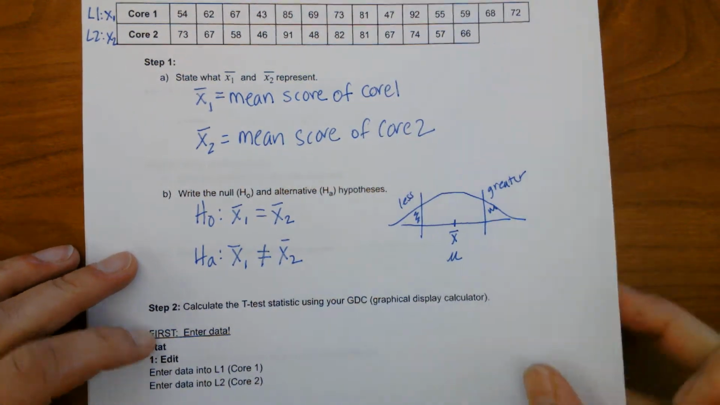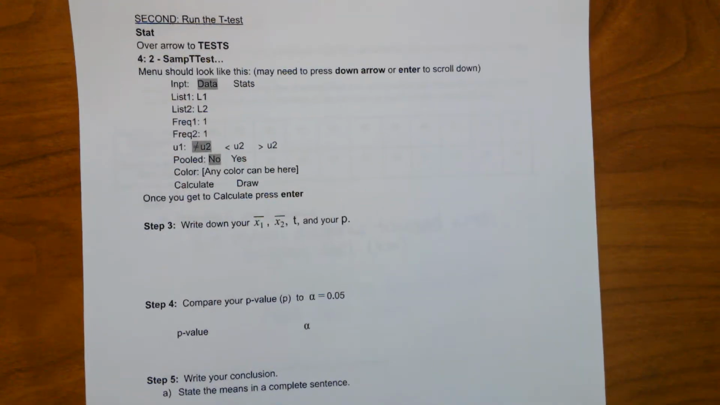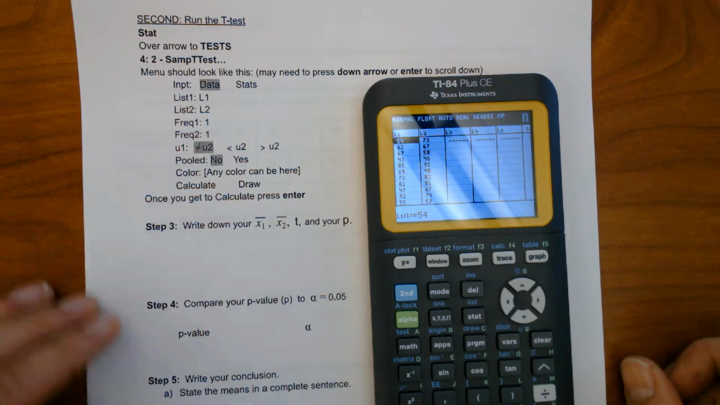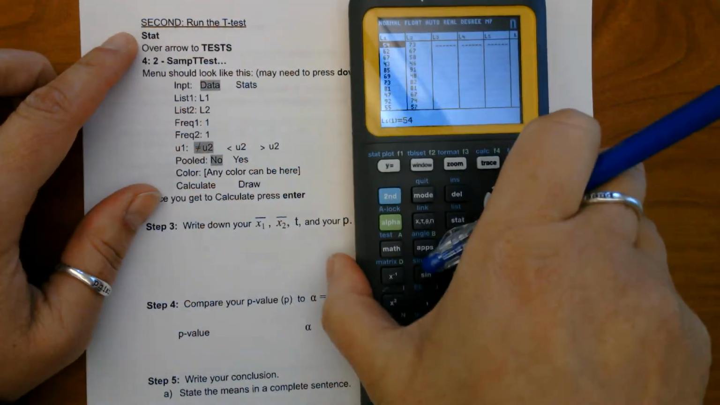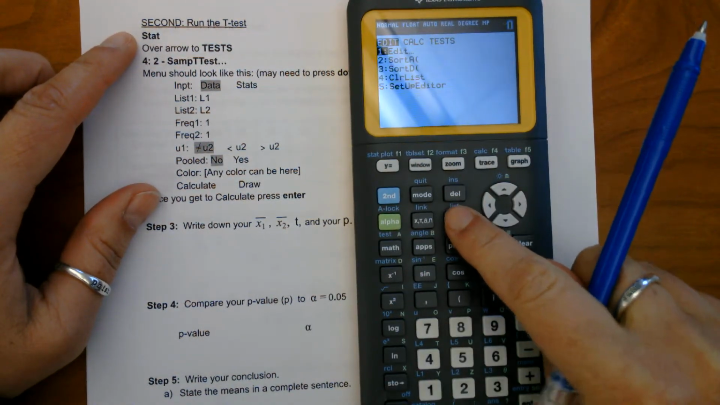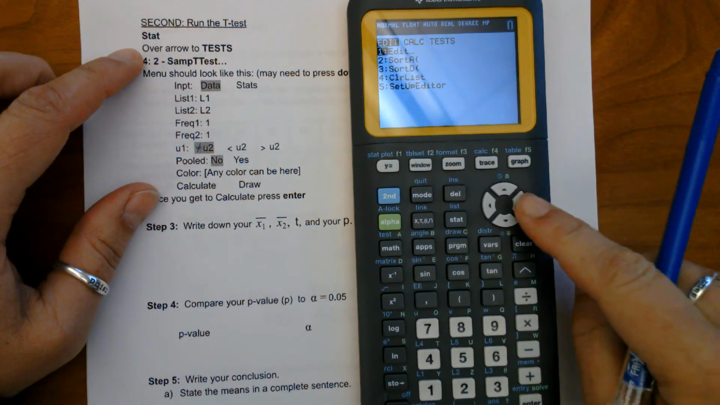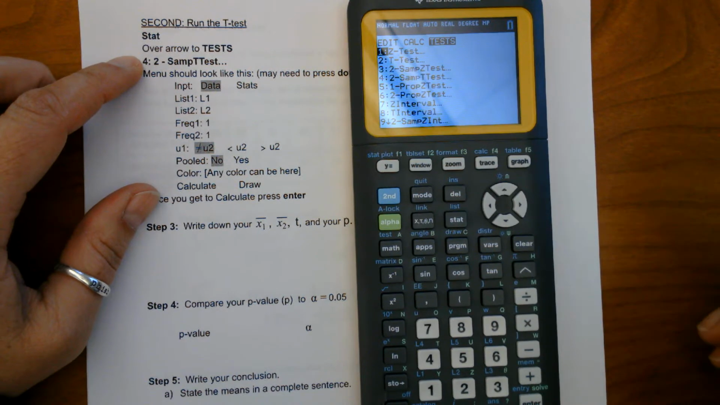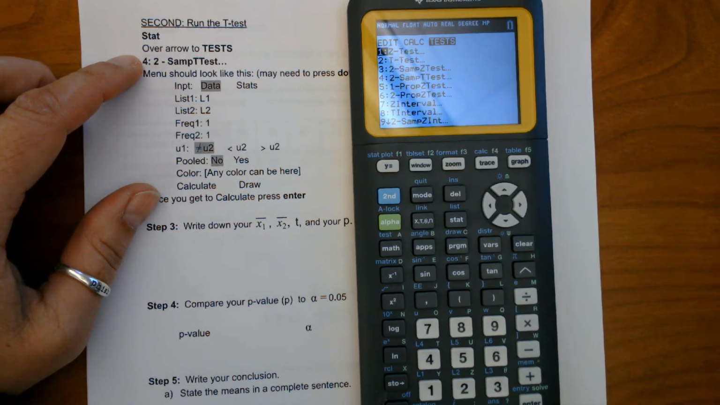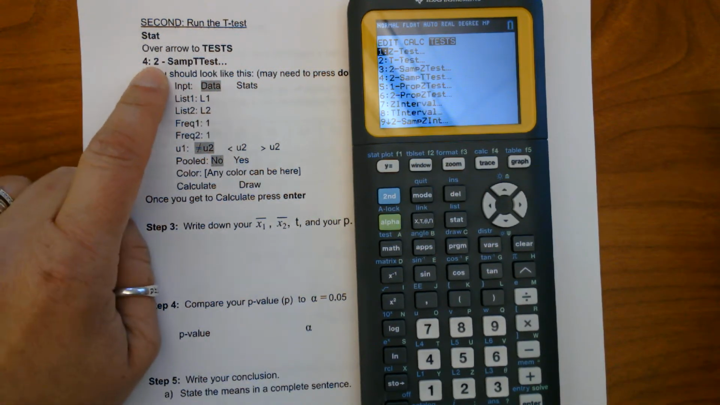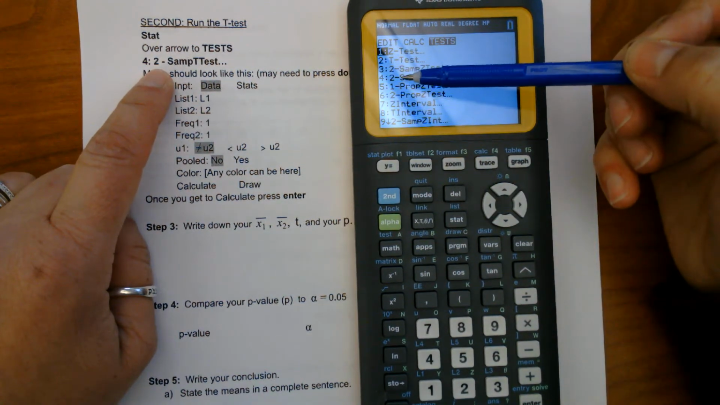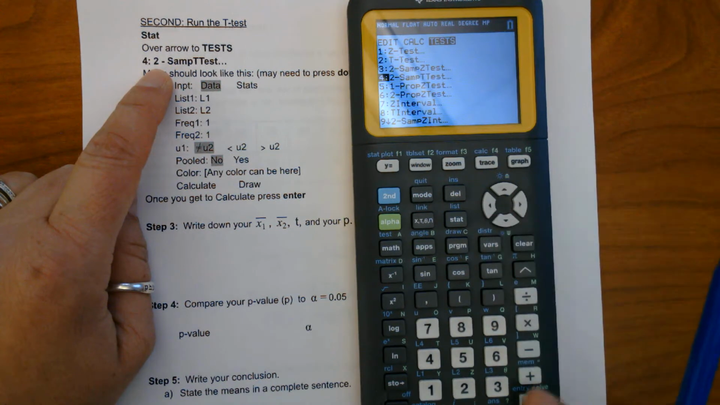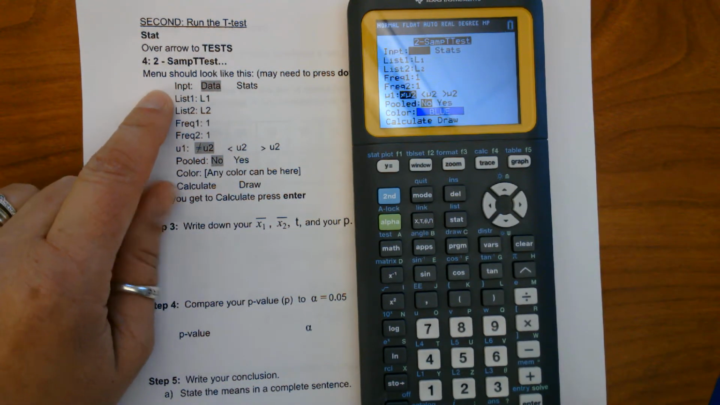Now that you have your data in, we need to run the test. So our second thing is running this test. We have our data in, and we're going to be pressing the Stat button, which is right here. We need to over arrow to test, so this has to be on test. And we have two samples. We have core 1 sample and core 2 sample. So we want to do number 4. Number 4 is called a 2-sample t-test, and that's what we want to do. So you can go down to 4, press enter.